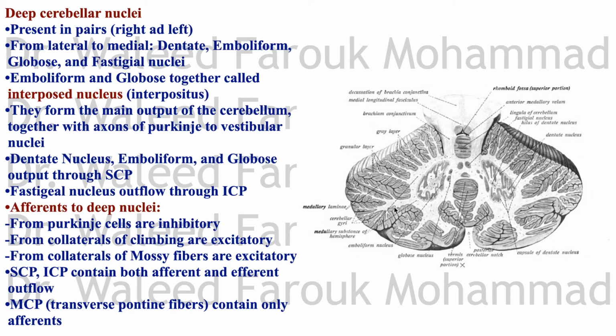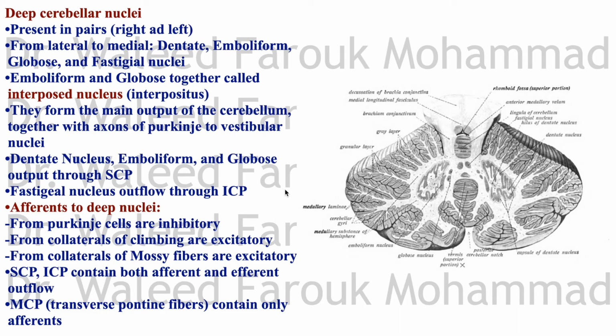Now the dentate nucleus, the emboliform and the globose output through the superior cerebellar peduncle, and the fastigial nucleus output through the inferior cerebellar peduncle. Remember, these are efferent fibers, not afferent fibers. But the afferents to the deep nuclei come from the Purkinje cells and are inhibitory, from collaterals of the climbing fibers coming from the inferior olivary nucleus and are excitatory, and from collaterals of mossy fibers, which are excitatory as well.